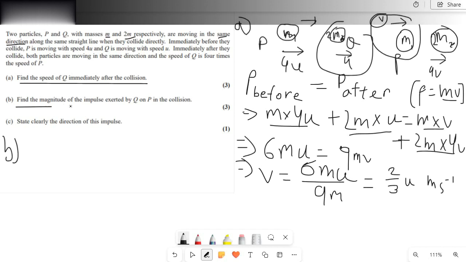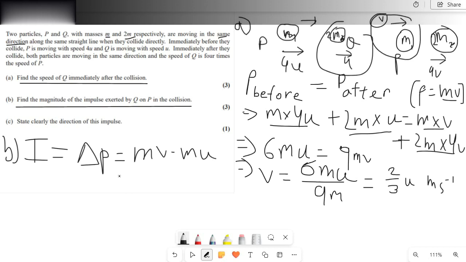For number B, we have to find the magnitude of the impulse exerted by Q on P in the collision. So I is equal to delta P again, as we have known, which is mv minus mu. So we can calculate either of the impulses because it's going to be the same according to Newton's third law. So we know the final velocity of Q, displaying that being like this.